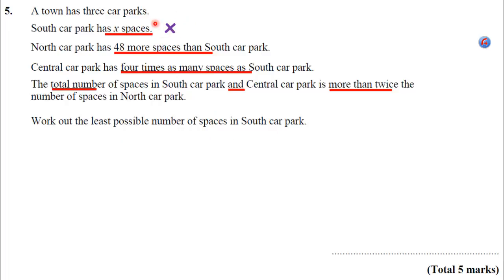So starting this off, I know there are X spaces in the south car park. In the north car park, there are 48 more spaces than the south. So if there are X number in the south, 48 more than that is X plus 48. The central car park has 4 times as many spaces as the south car park, and the south car park has X, so it has 4X in there.